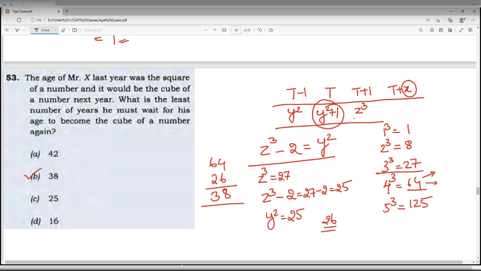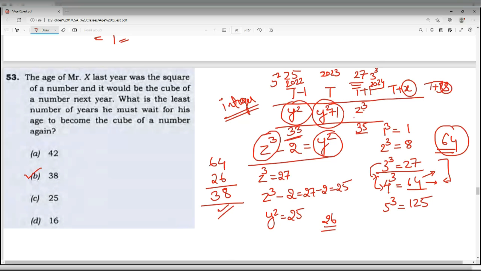So X is 38. If you have any doubt, I guess many people may have doubt here in this question. Please do ask. Yeah, please ask. Okay, sir. Thank you. If you have any other doubts, you can please ask, or else we'll move to the next question. I hope I've cleared this.